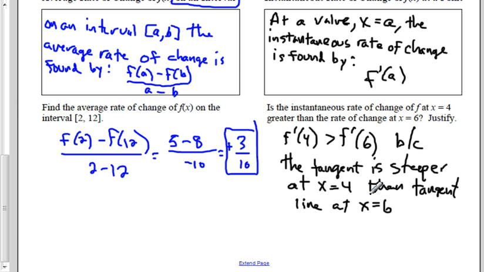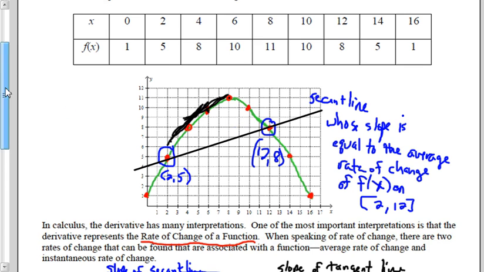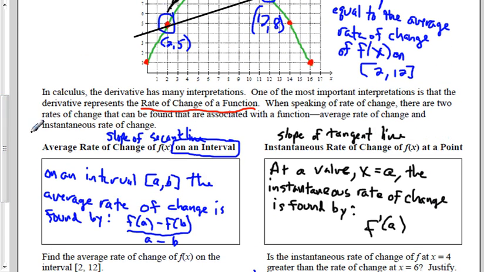Again, the tangent line is steeper at x equals 4 than the tangent line at x equals 6. When we look at the diagram again, there's x equals 4, then it's slowly getting closer and closer to this maximum, where the slope will be 0, so we know it's less steep at x equals 6. And that's what we're going to use for instantaneous rate of change. So instantaneous rate of change is the slope of the tangent line, and average rate of change is the slope of the secant line.